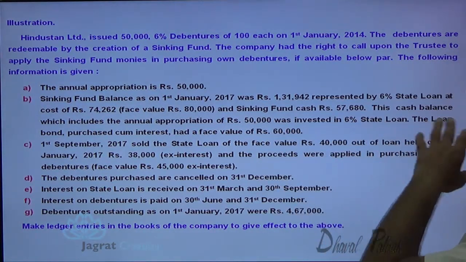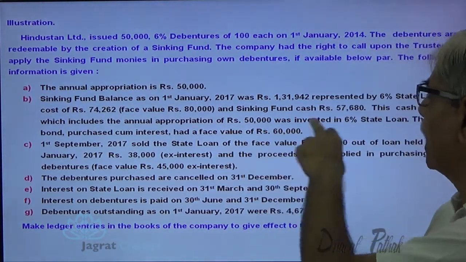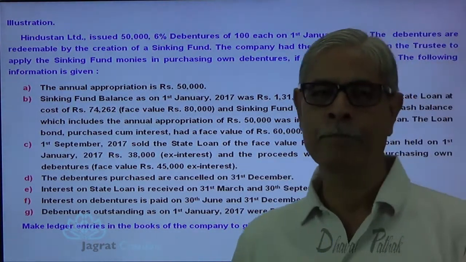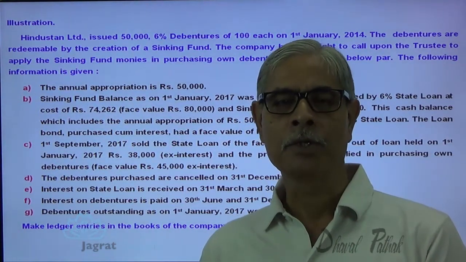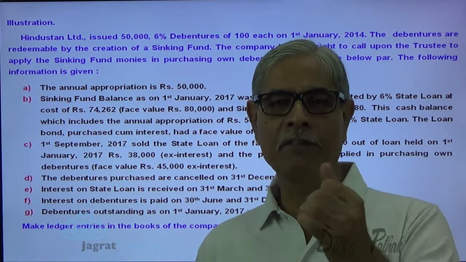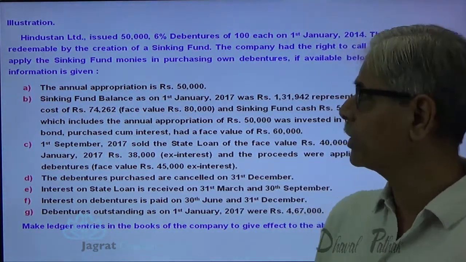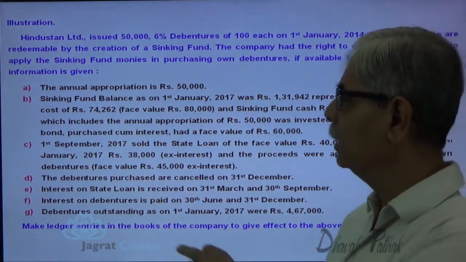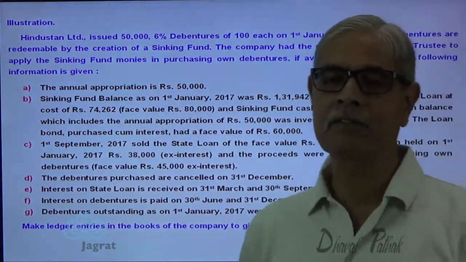The annual appropriation of 50,000 is a part of this 57,680. So annual appropriation will be considered once again at the end of the accounting year. When we conclude the sum, we should not forget that annual appropriation is to be made. Now, these are the opening balances that will be recorded.